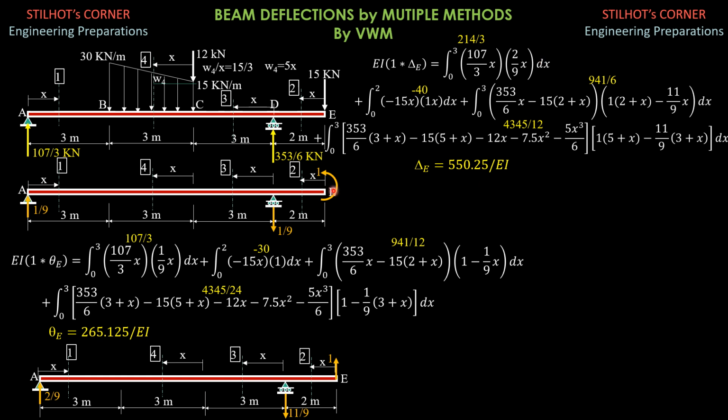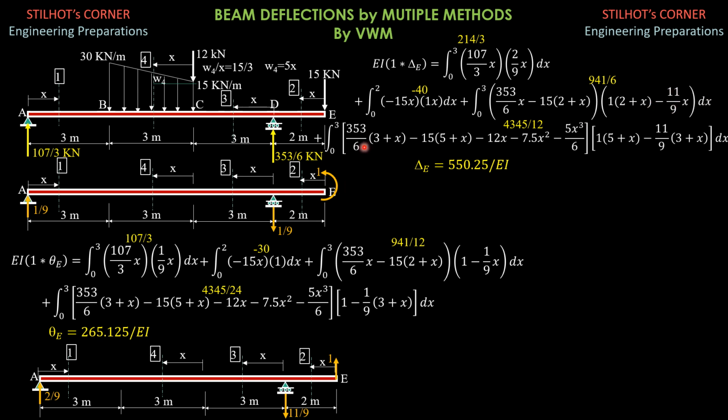Then for the second integral, we copy the original moment, negative 15x. Then the moment at this section 2 is positive 1 times x. Then for the third section, copy the original moment. Then due to unit loads, the moment at this section is 1 times 2 plus x minus 11 over 9 times x dx.